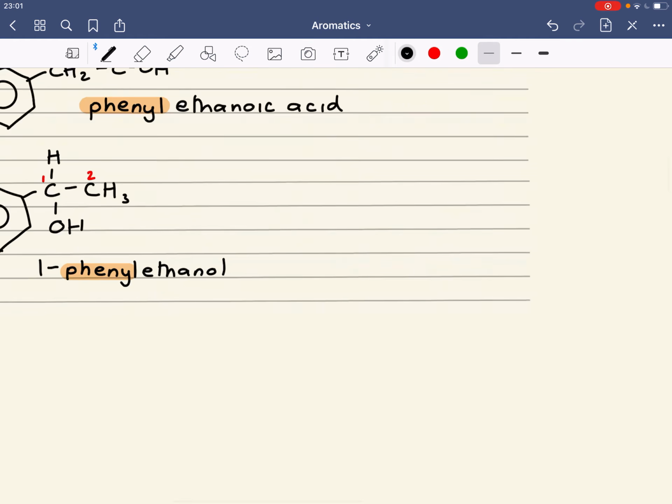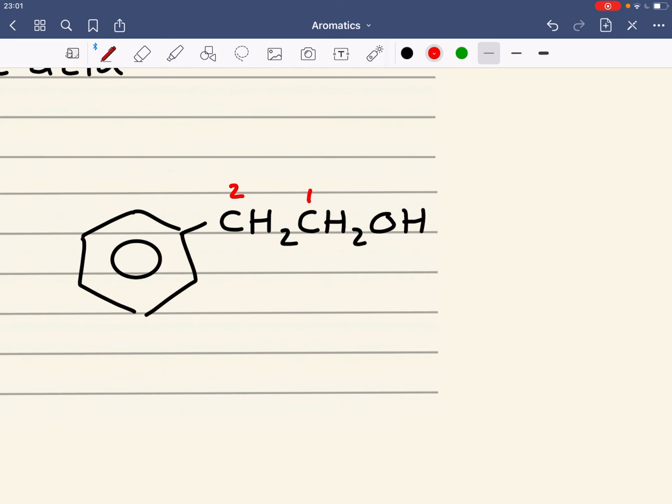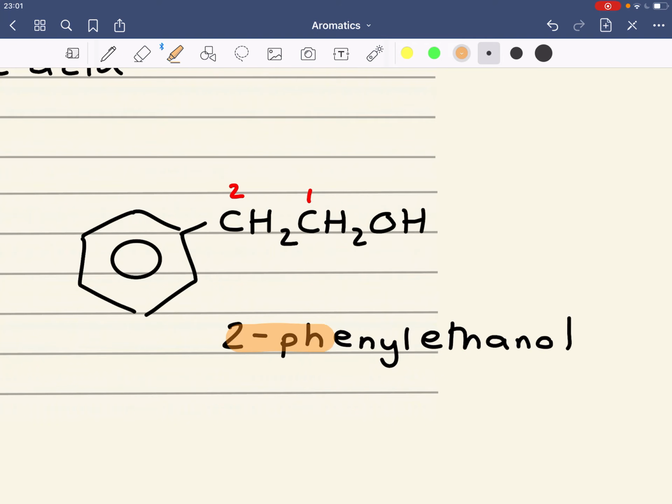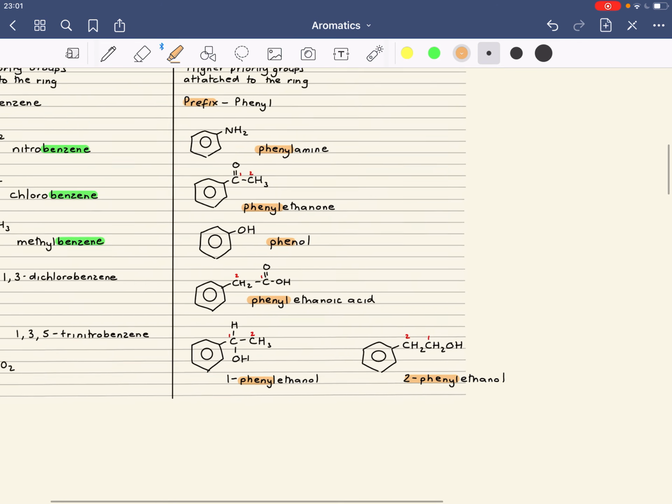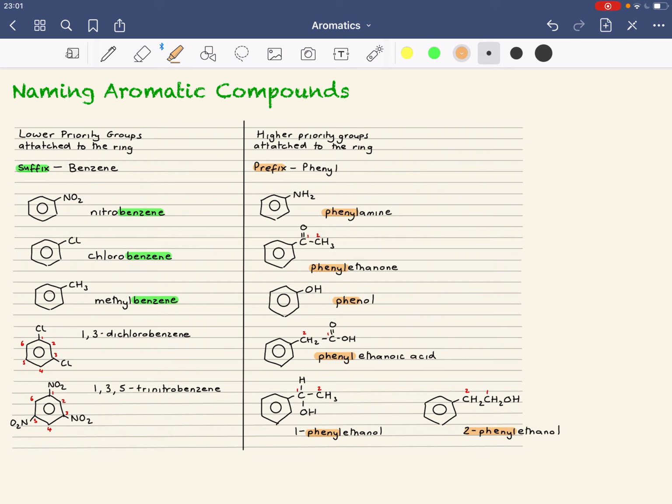And that's as opposed to this molecule here. Again, the carbon bonded to the alcohol is going to be carbon 1. So I'm hoping you can see now this would be 2-phenylethanol. So I've gone through a little bit of the nomenclature of naming aromatic compounds. Again, this is something that you get used to with practice.